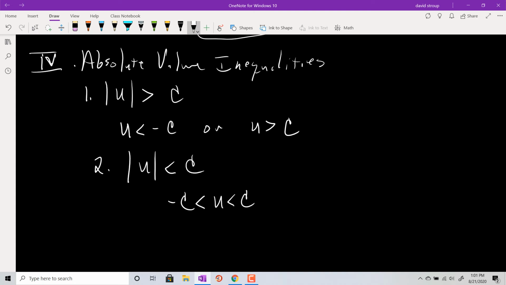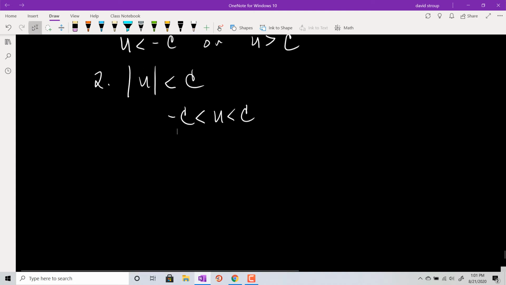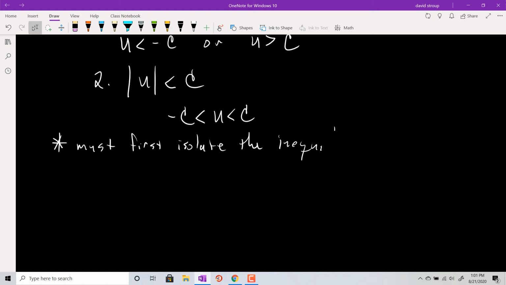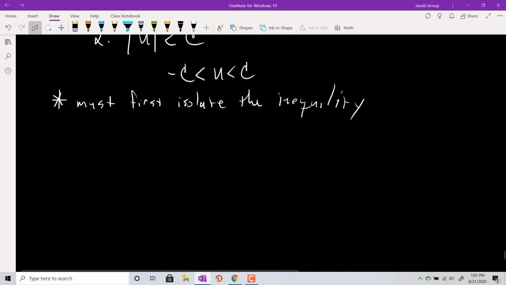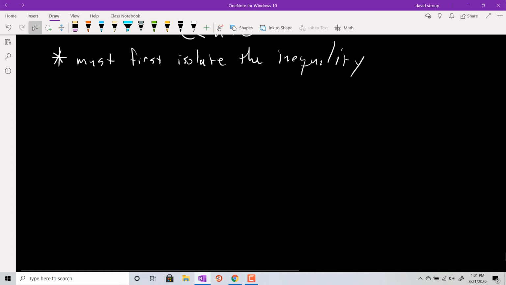Okay. You got to do it again by first isolating. You must first isolate the inequality. Okay. And again, it's one of these order things. You have to put on your socks first and then your shoes. You can't put your shoes on first and then your socks. Okay, it don't work. So please, please, please follow directions.